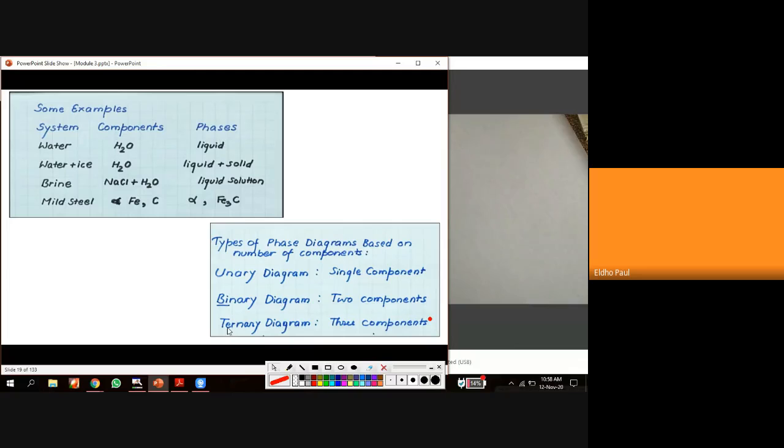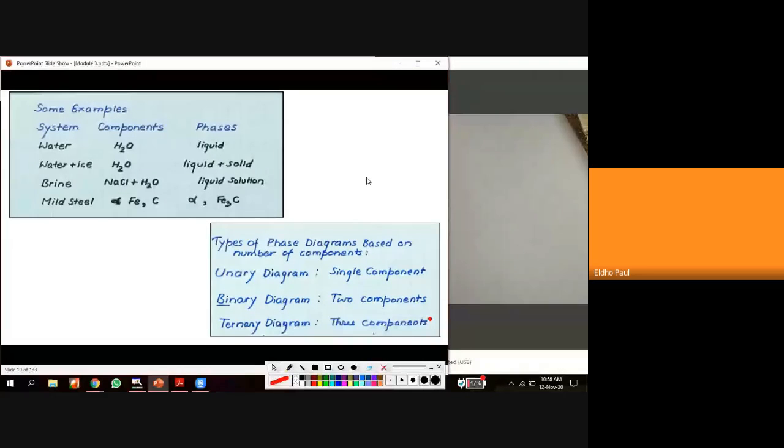The other diagram is called a ternary diagram, where we have three components. For example, in steel, if we have iron, carbon, and nickel, we have three components. Such a phase diagram is called a ternary diagram. This ternary diagram is a very complex diagram. We cannot draw it in a two-dimensional plane, so we use an equilateral triangle to draw it. But we can draw the unary diagram and the binary diagram in a plane. So we will discuss these two diagrams, unary and binary.